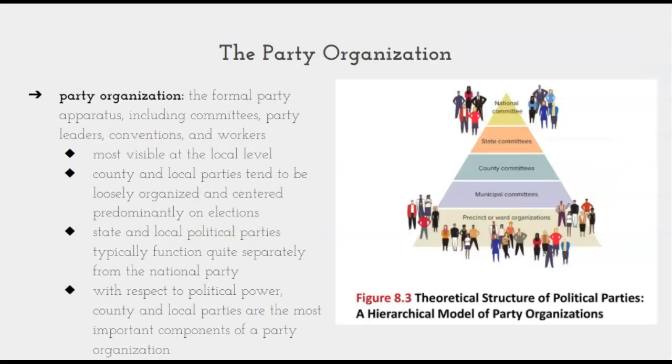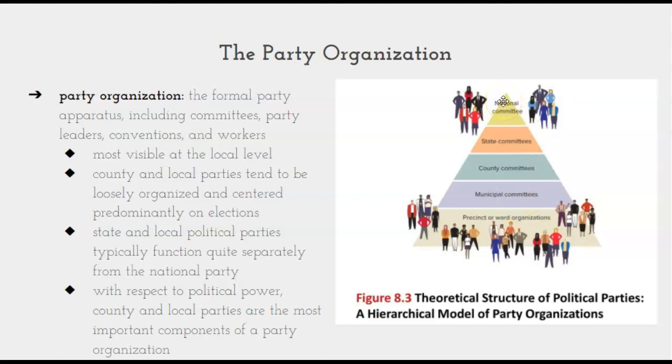So how are political parties organized? If we look at figure 8.3, we can see the theoretical structure of political parties. This is a hierarchical model. At the bottom, we have the precinct or the ward organizations. These are everyday average people that might identify with the political party. Then we have municipal committees. So again, these are more the city itself and how it's reflected by the political parties. Then we have county committees, state committees, and then the national committee as well.